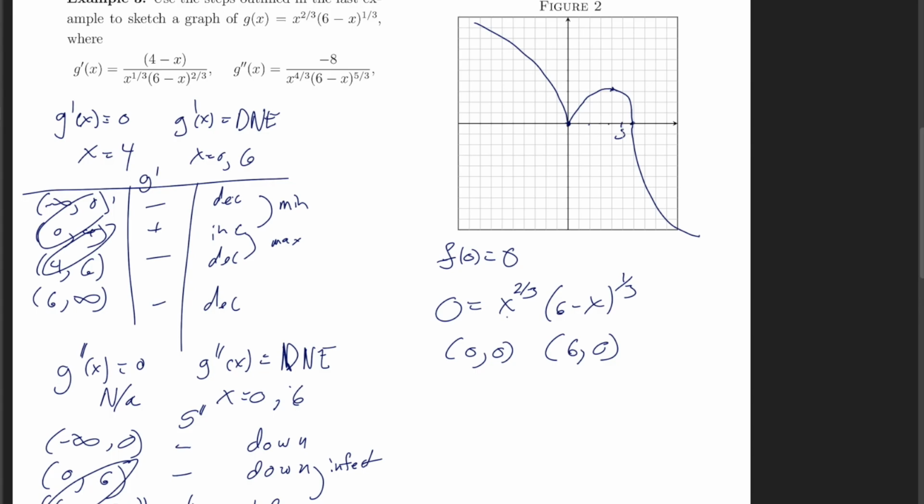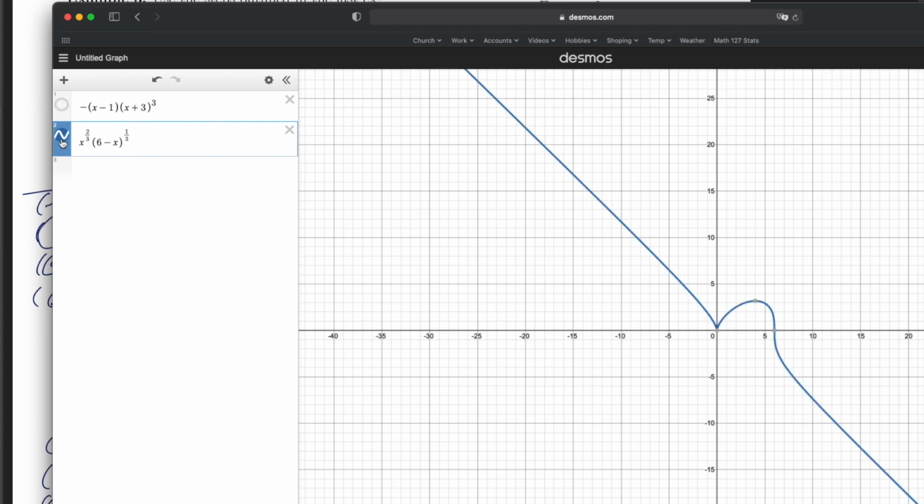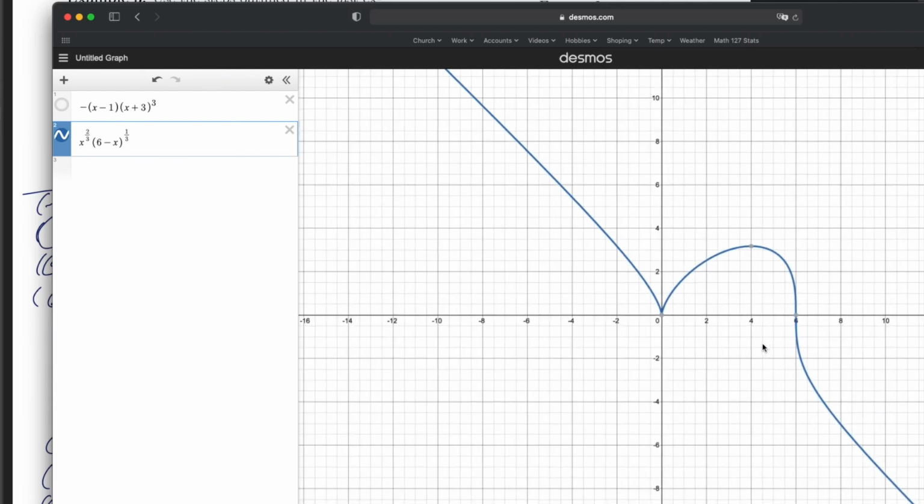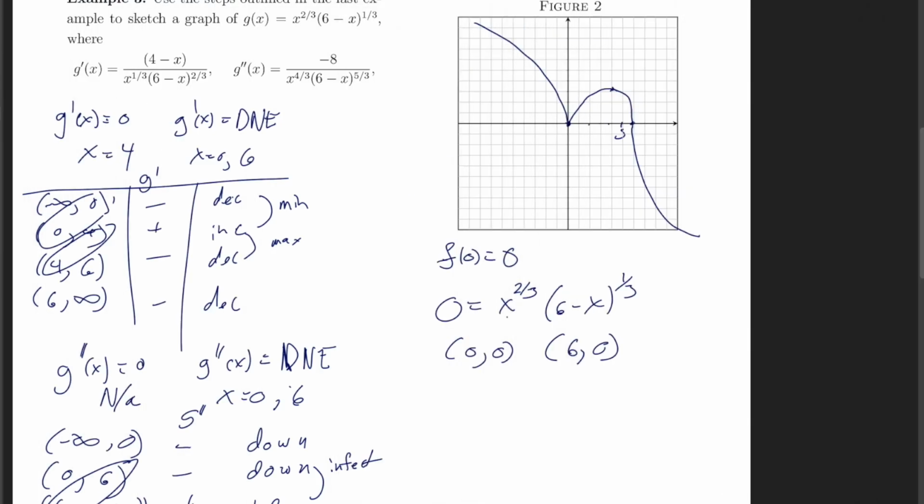All right, so how does that compare to the real one? Well, here we go. And notice that looks a lot like what we graphed right here, especially if I zoom in a bit. Okay? And so that's what we got here. And that's the end of this section.